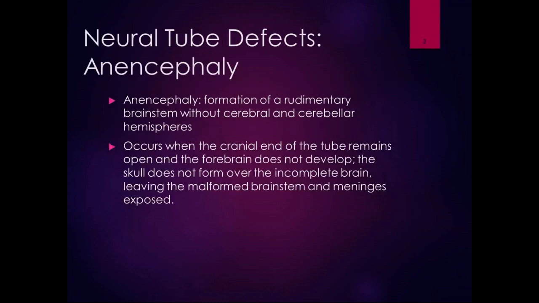So there are different categories of developmental defects. Neural tube defects is one of the categories. Anencephaly is the formation of a rudimentary brainstem without cerebral or cerebellar hemispheres. So anencephaly sort of means no brain. It occurs when the cranial end of the tube remains open and the forebrain does not develop. The skull doesn't form over the incomplete brain, leaving the malformed brainstem and meninges exposed. This is not a situation that you can usually live with or recover from.